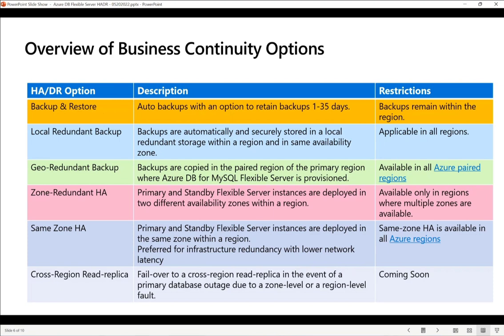One is the geo backups, and then once we have the cross-region read replica available, that would be another option which customers can use to protect against a disaster within the primary region.